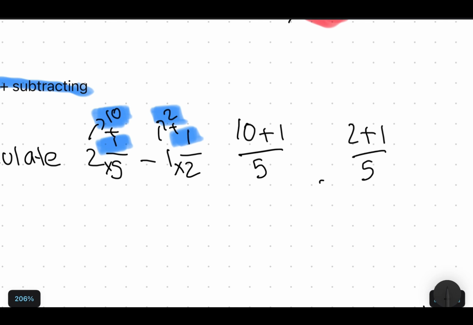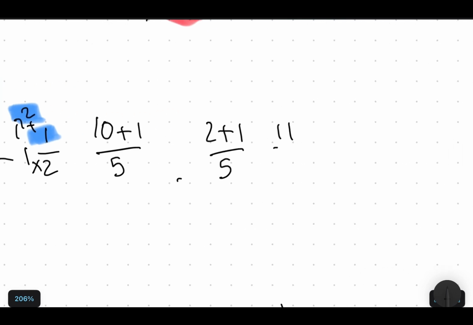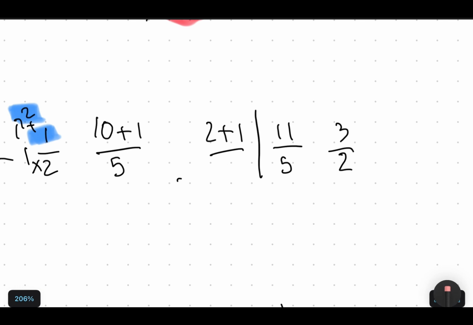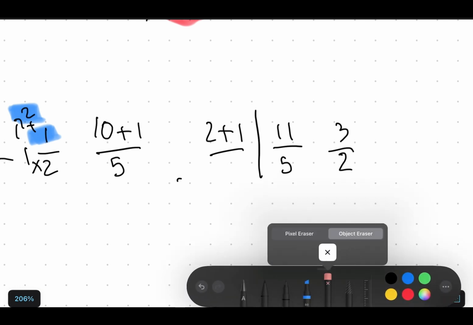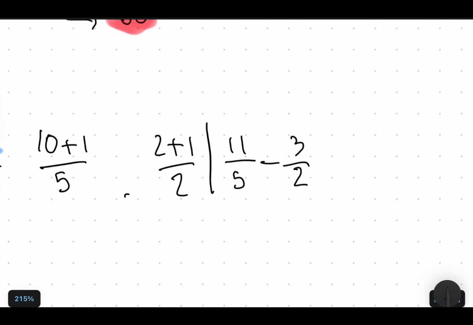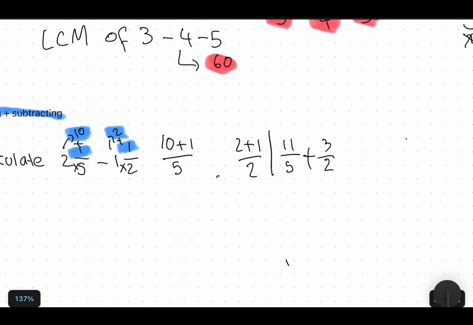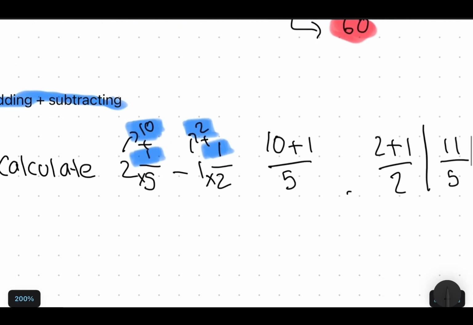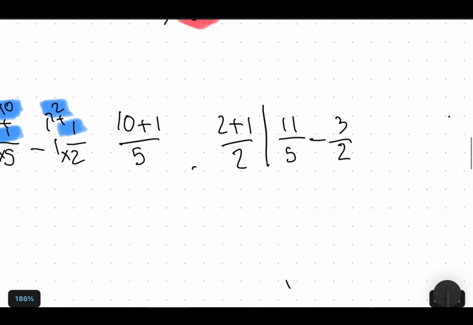And that gives us 11 over 5 and 3 over 2, not over 5, over 2. So that's our improper fraction. So now this mixed number has been converted into an improper fraction.